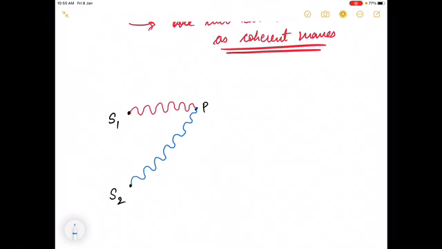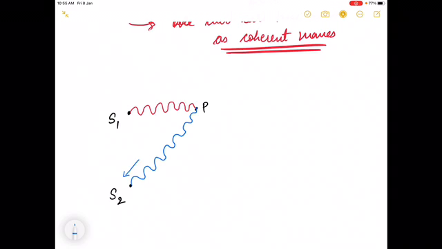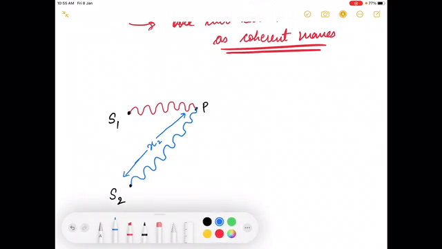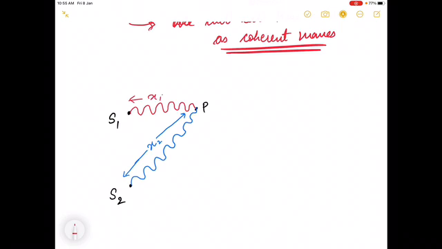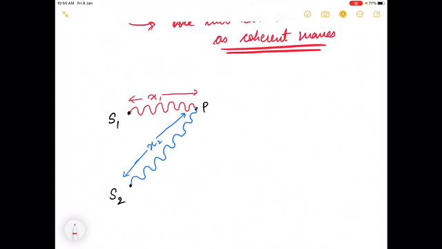One thing I am very sure of, from the diagram, is this distance: the distance traveled by the wave from S2 is some x2, and let's say the distance traveled by the wave from S1 is some x1. The distance traveled by the wave from S2 to the point P is greater than the distance traveled from S1 to P. Yes or no? That means very clearly my x2 is greater than x1. This is something you have to understand here.